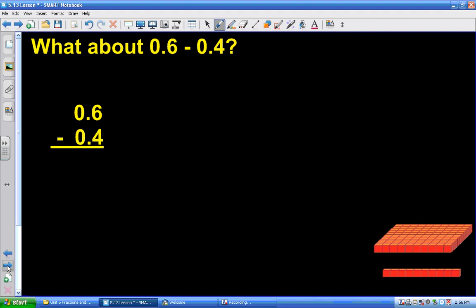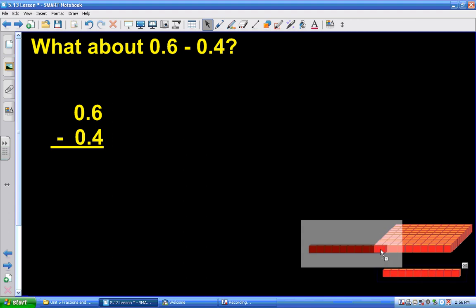0.6 take away 0.4. Caitlin, what am I going to do first? You gotta take 6 rods.